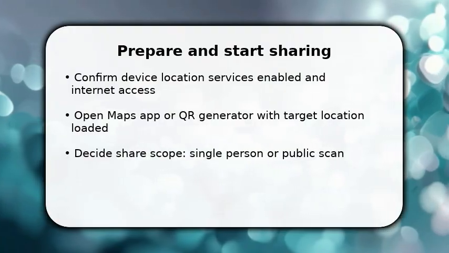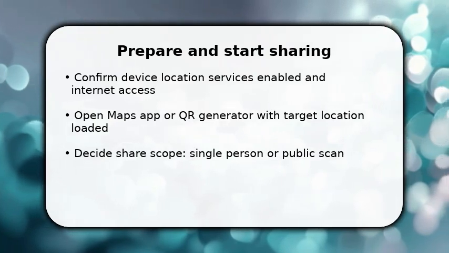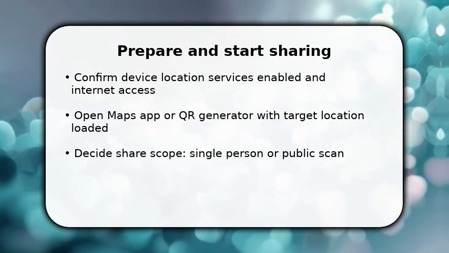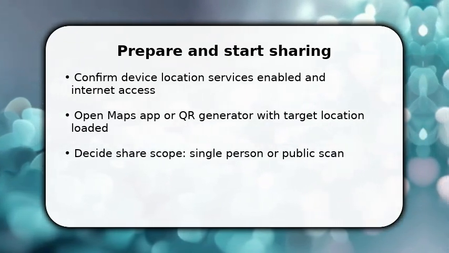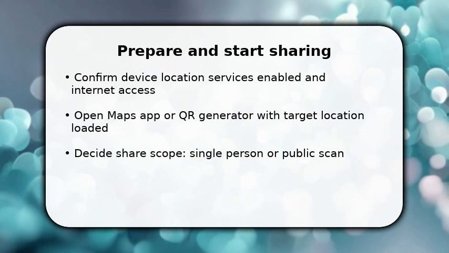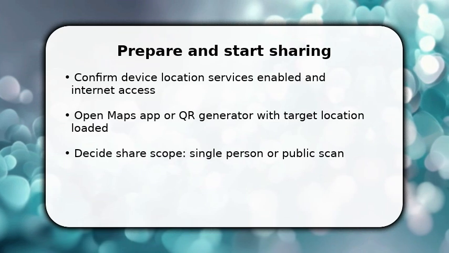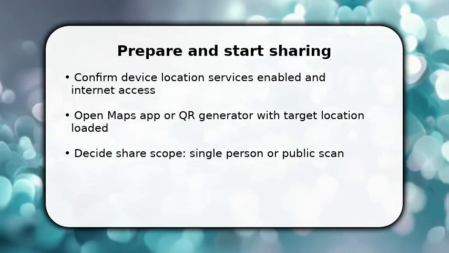You've got location services on and internet working. Good. First, open your Maps app and drop a pin on the exact spot you want to share, or enter the address and confirm accuracy. Once done, export the location link or coordinates into a QR generator app or built-in Share to QR feature.